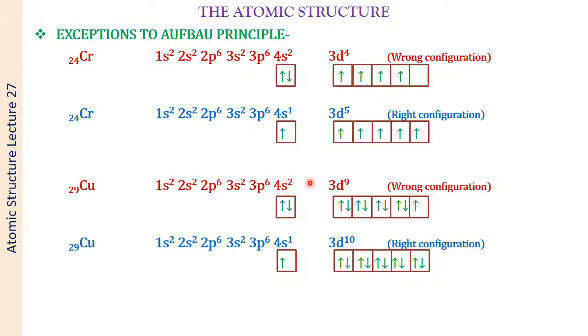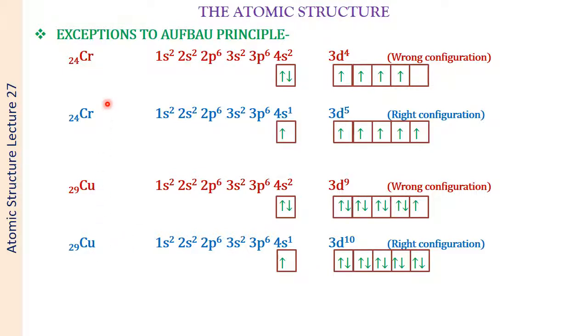The configuration, according to the Aufbau principle, would be 4s2 3d9. But again, this d orbital is incomplete, right? So what happens here is that the 4s1 electron goes into the 3d and this fills the inner shell completely. This makes the configuration much more stable, much more symmetrical, as you can see. So that is why this is the right way to write the electronic configuration for copper.